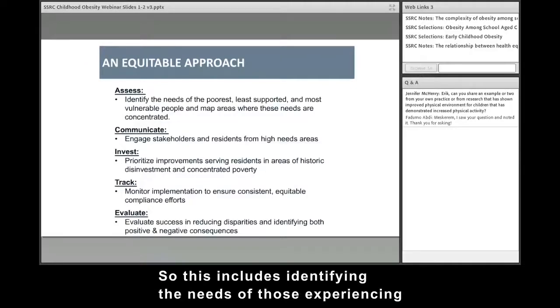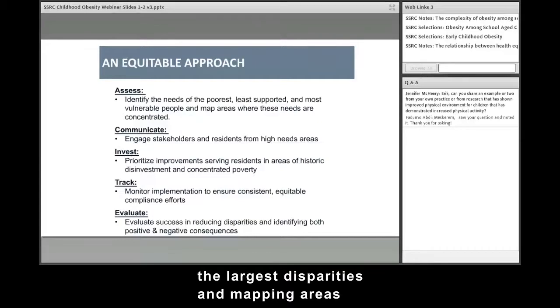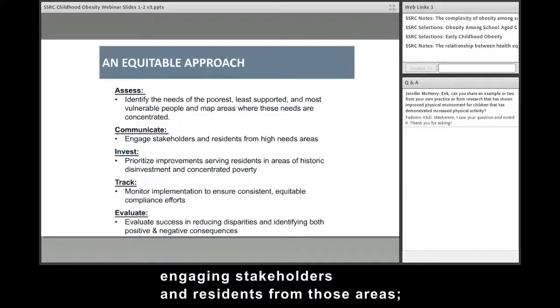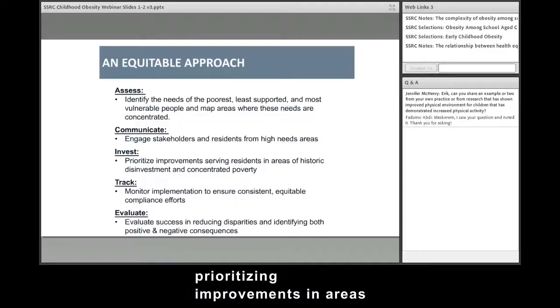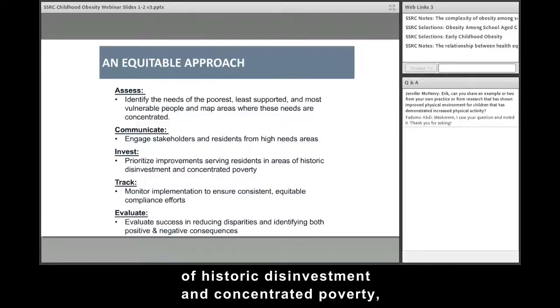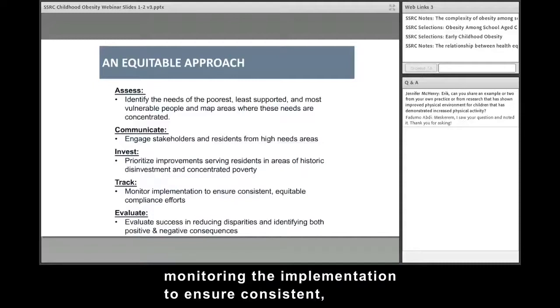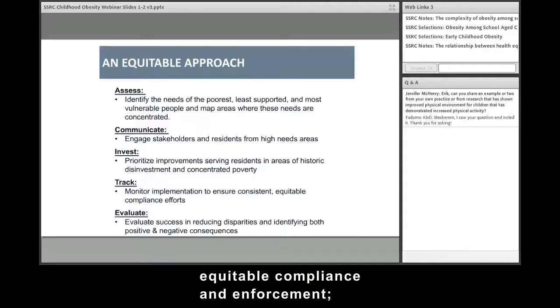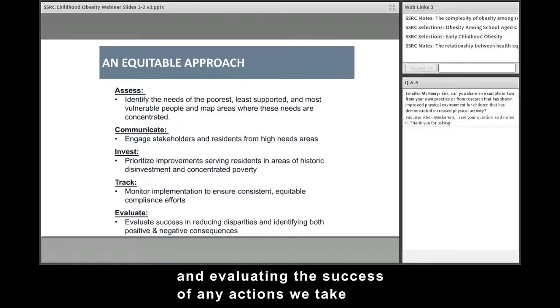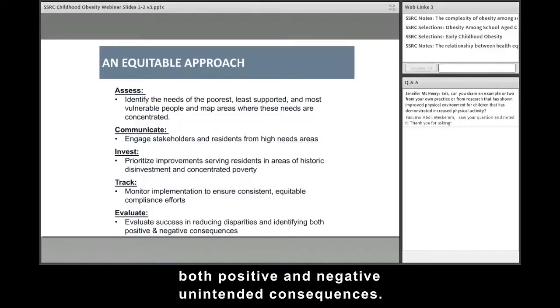So this includes identifying the needs of those experiencing the largest disparities and mapping areas where these needs are concentrated, engaging stakeholders and residents from those areas, prioritizing improvements in areas of historic disinvestment and concentrated poverty, while especially taking care to prevent displacement. Monitoring the implementation to ensure consistent, equitable compliance and enforcement, and evaluating the success of any actions we take in reducing disparities while identifying both positive and negative unintended consequences.